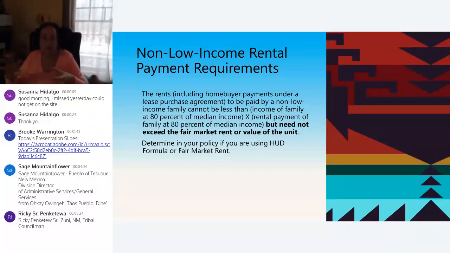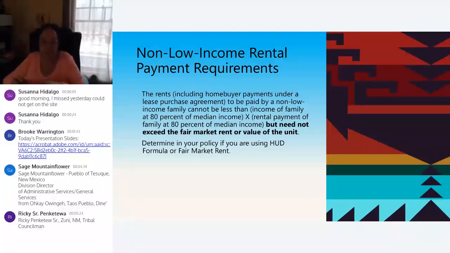So non-low income rental payment requirements: the rents, including your home buyer payments under a lease purchase agreement, to be paid by a non-low income family cannot be less than that of your families at 80% of median income. It does not need to exceed your fair market value, and you determine in your policy per program. You can change it from program to program, but within every program that you offer, you have to be consistent. That's what they look at quite a bit. Your auditor will look at it, HUD will look at it. Do you treat all of your tribal members the same? Are you treating them fairly?